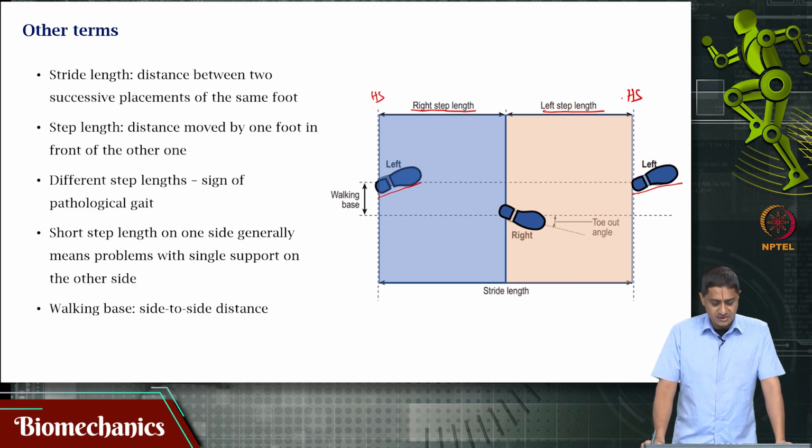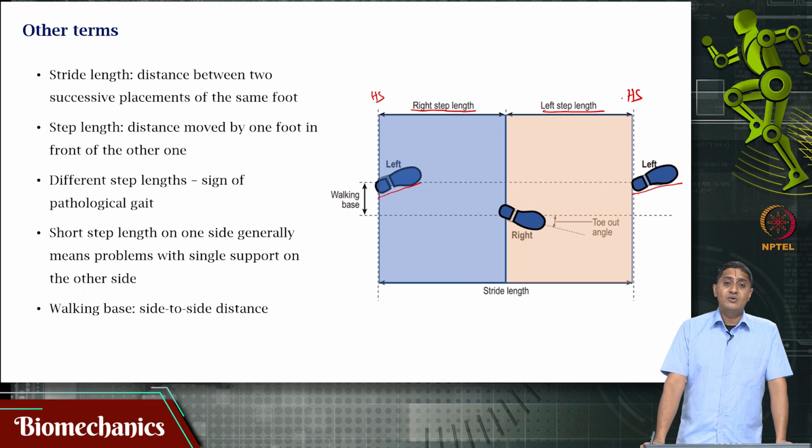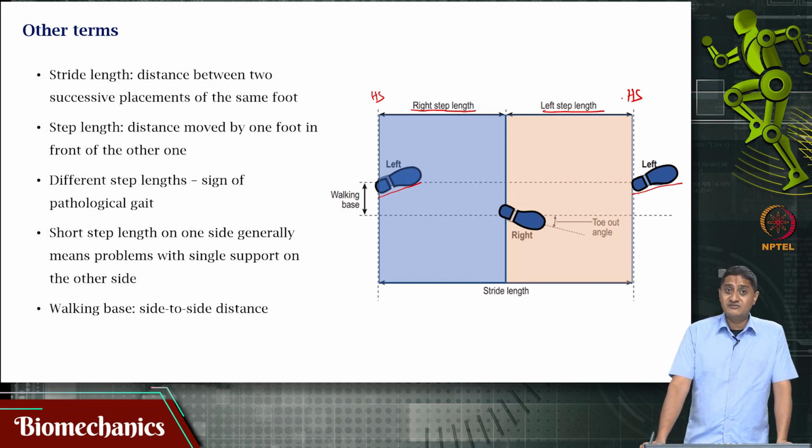Step length is the distance moved by a single foot in front of the other one. So, stride length is the total distance crossed by a given foot between two successive heel strikes, for example. But then in the meanwhile, a part of this movement is made by the other foot, right. So, step length indicates distance moved by a given foot, one foot at a time in front of the other one. This is called step length. Okay.